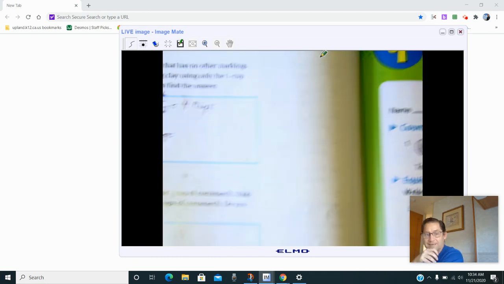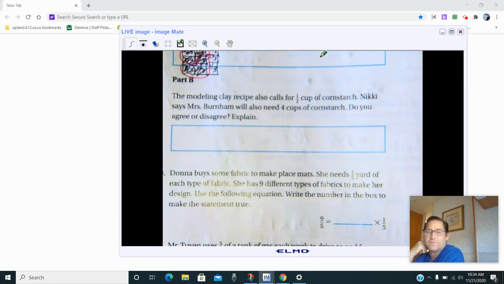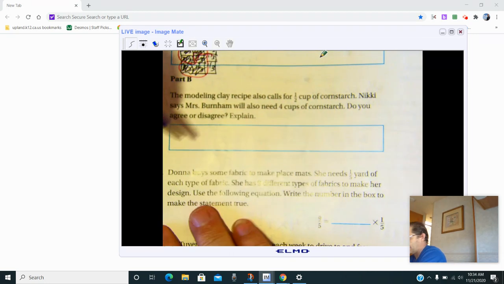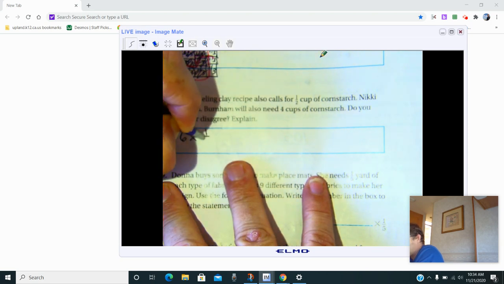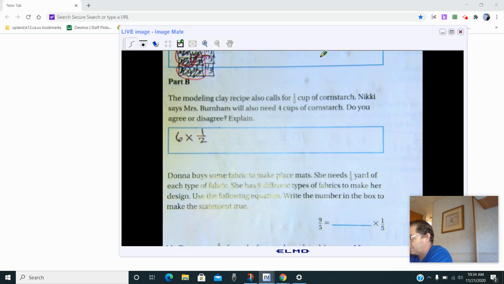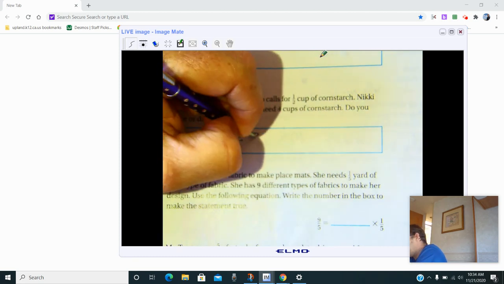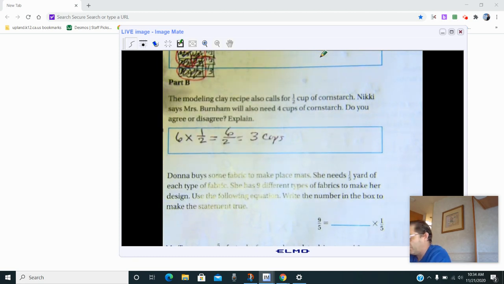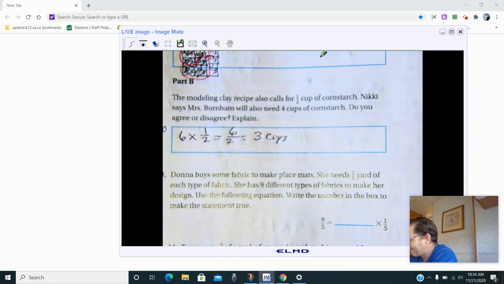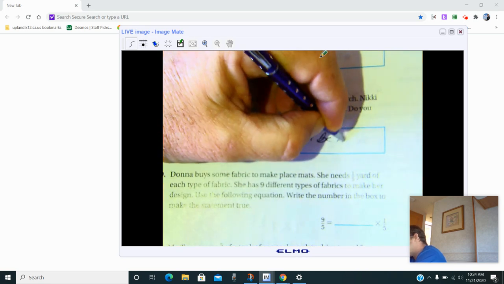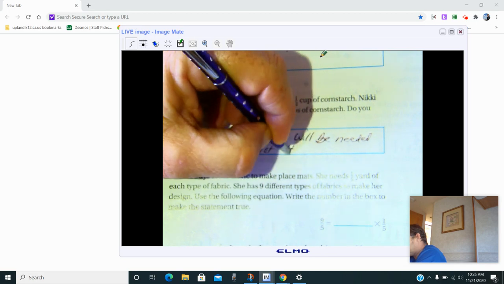All right. The modeling clay recipe also calls for 1/2 cup of cornstarch. Nikki says Mrs. Burnham will also need 4 cups of cornstarch. Do you agree or disagree? Okay, so she's still making 6 batches, right? And we're saying a half a cup of cornstarch. Well, 6 times 1 is 6. Divide by 2. What's 6 divided by 2? 3. 3 cups. So no, I don't agree. Three cups will be enough.